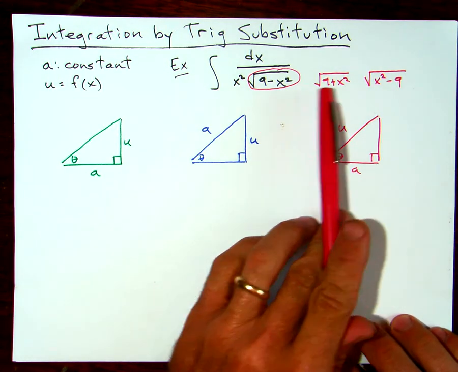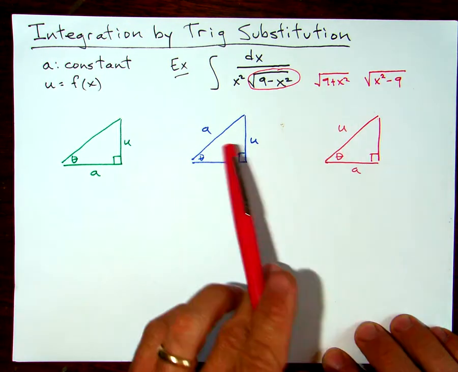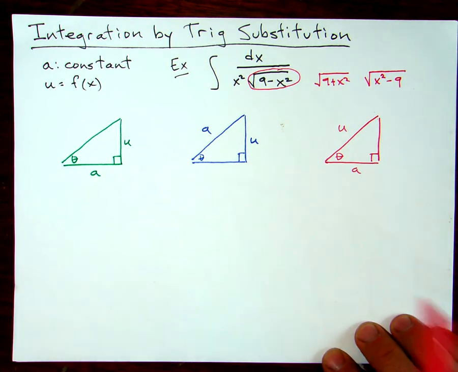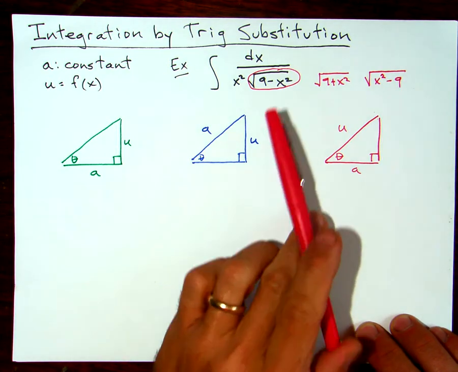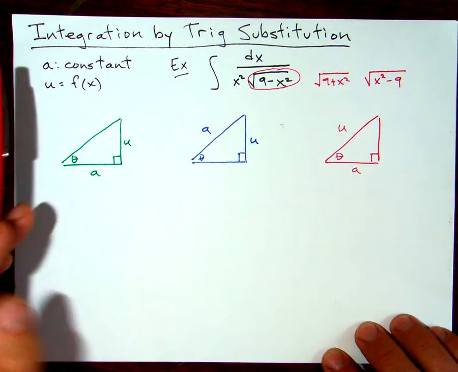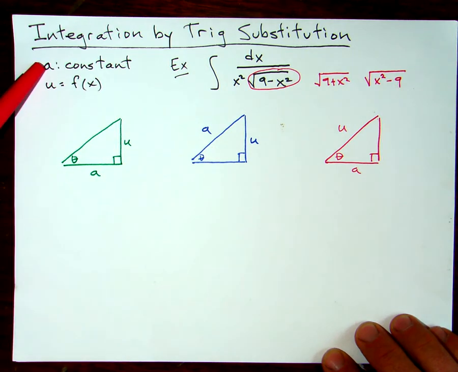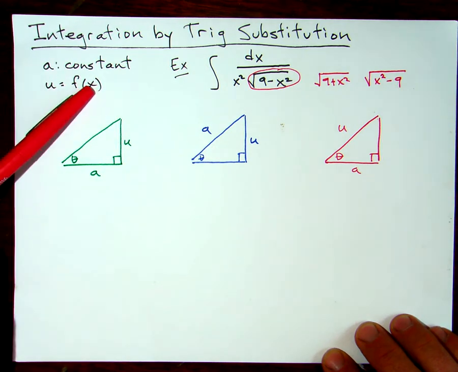And the idea is that we will relate the number and the function via a right triangle and find a trig function, since we know that with right triangles the trig functions, sine, cosine, tangent, and so on are in play. And we'll use that with the Pythagorean theorem to find a substitution for, in this case, x. So in these general cases here, a is our constant, and u is some function of x.